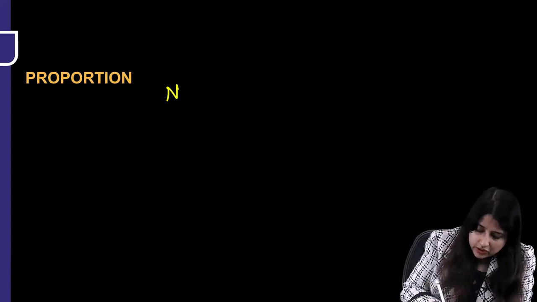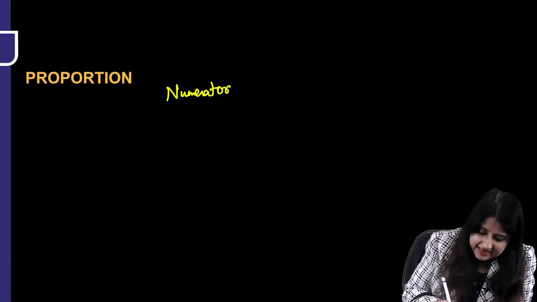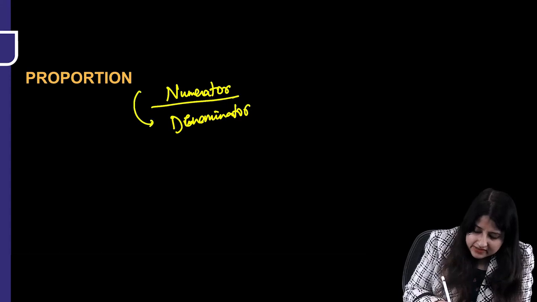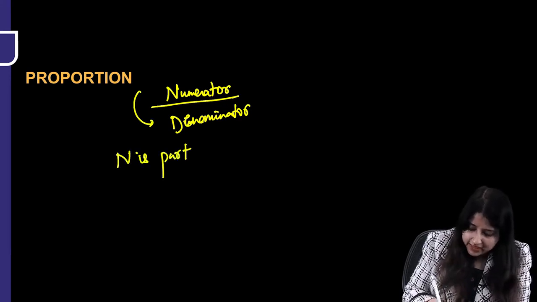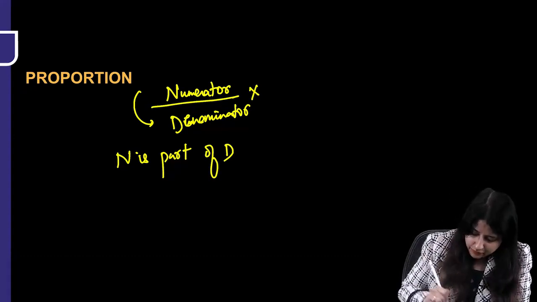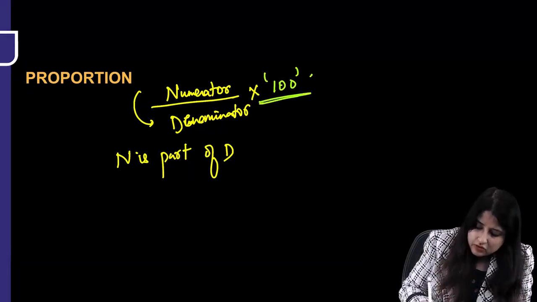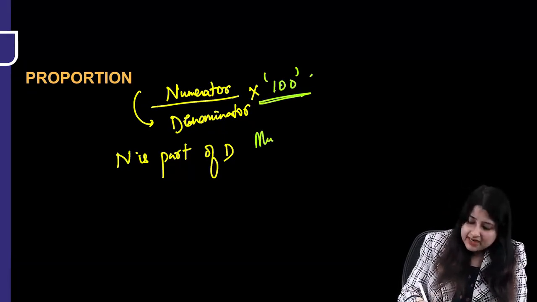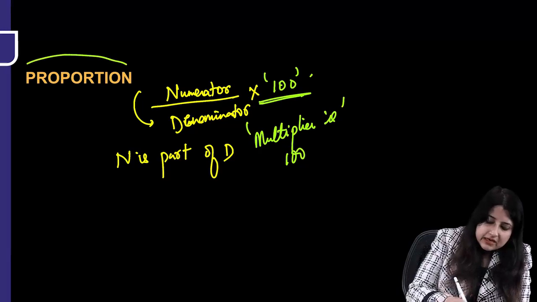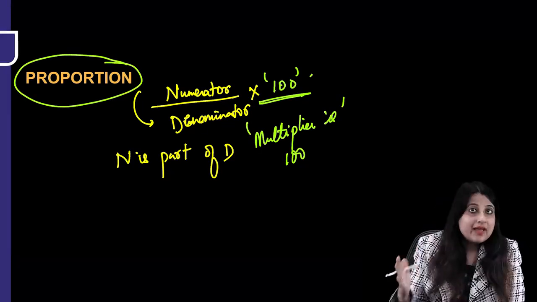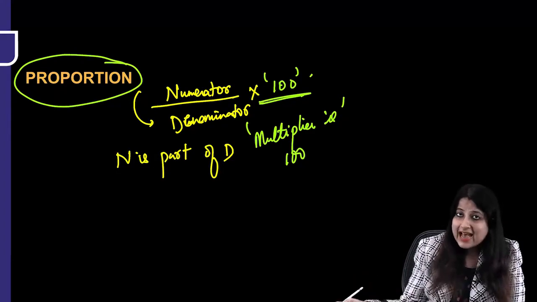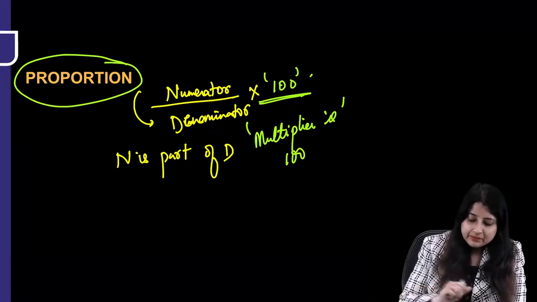What is a proportion? Now, a proportion also has a N and D, that means a numerator and a denominator. And what is this? N is part of D. But what is the multiplier in proportion? The multiplier in proportion is always 100. So, whenever you see the multiplier as 100, it becomes what is known as a proportion. But when the numerator is part of denominator and the multiplier is 1000, 10,000 or 1 lakh, it is what? A rate.